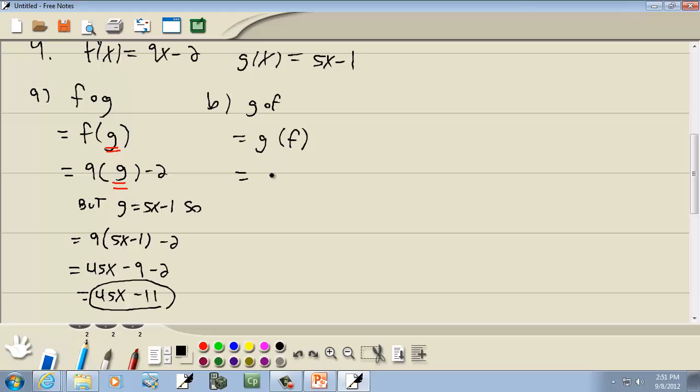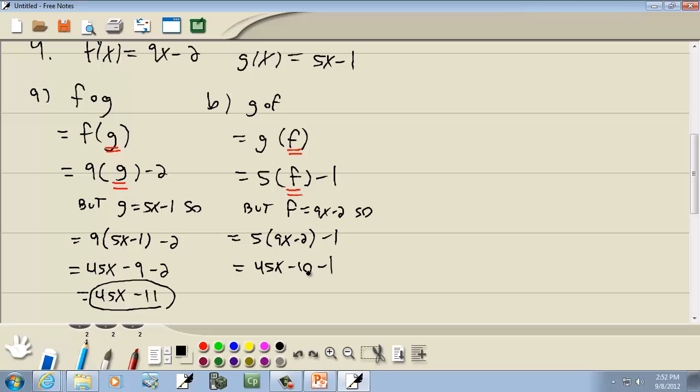Now, remember, evaluating functions, we go through our G of X, and everywhere we have an X, we'll put in parentheses. Whatever is inside the parentheses here is what we automatically put in right here. So we'll put F there. But F is equal to 9x minus 2. So this becomes 5 times 9x minus 2, minus 1. 5 times 9x is 45x. 5 times negative 2 is negative 10, minus 1, which gives us 45x minus 11. And that's our answer.